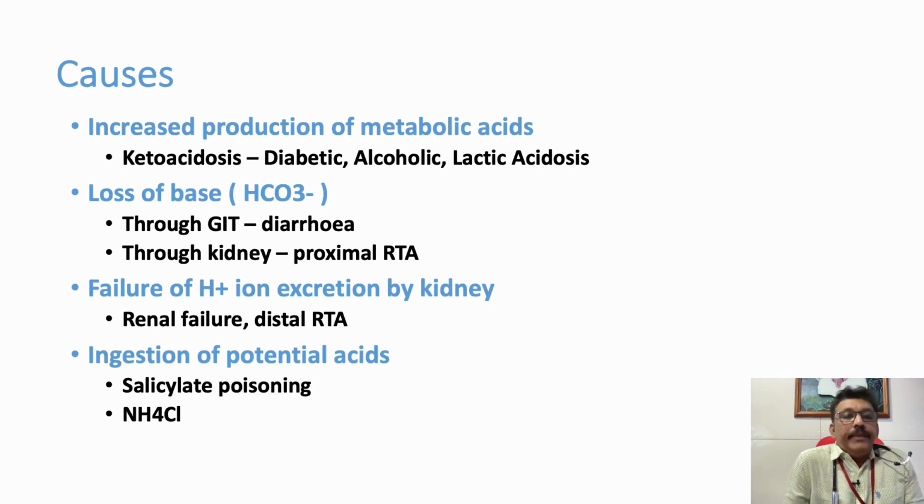You can see here increased production of metabolic acids like ketoacidosis, diabetic ketoacidosis, alcoholic ketoacidosis and lactic acidosis. Loss of base, that is bicarbonate loss through the GIT in diarrhea, and through the kidney in proximal renal tubular acidosis. Failure of hydrogen ion excretion by kidneys: renal failure and distal RTA. Ingestion of potential acids: salicylic acid poisoning, NH4Cl poisoning.